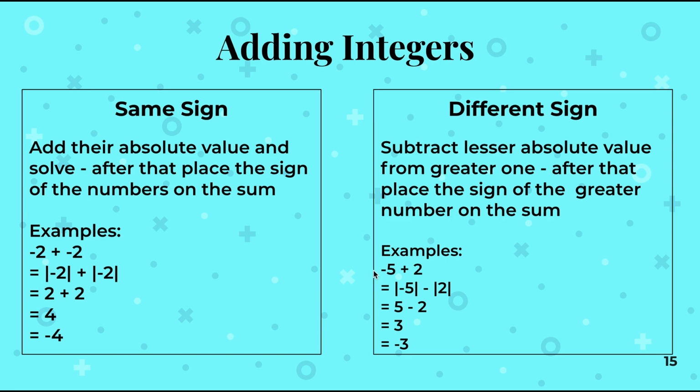If there are different signs, we have to subtract the lesser absolute value from the greater one. After that, we place the sign of the greater number on the sum. For example, as we can see here, -5 is greater than +2, so the answer would have to be negative. So we started by taking the absolute value of both numbers, and we changed the sign in the middle from positive to negative, so we would change it from adding to subtracting. Then we do 5 minus 2, and we get 3. And since -5 is greater than 2, we put the negative in front and get -3 as the answer.